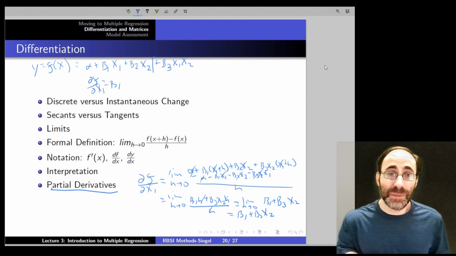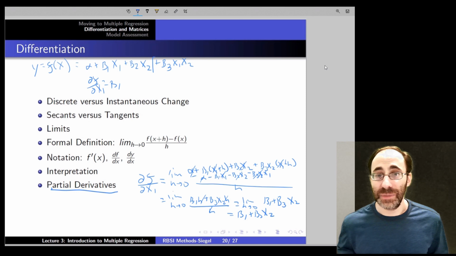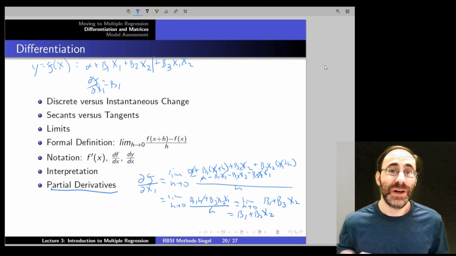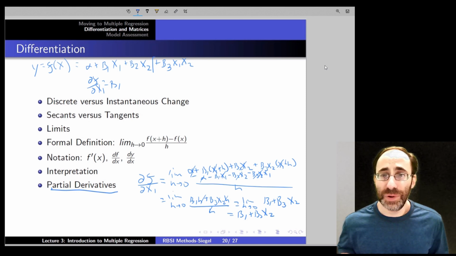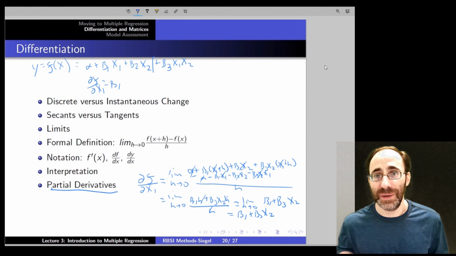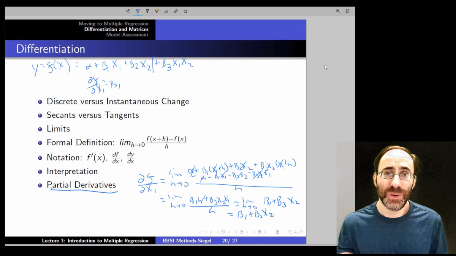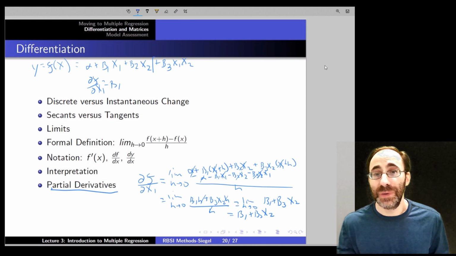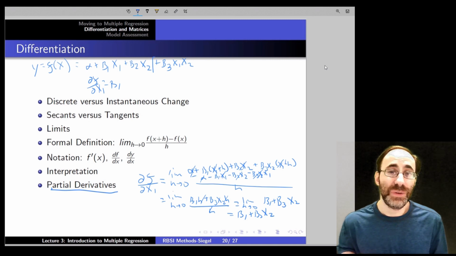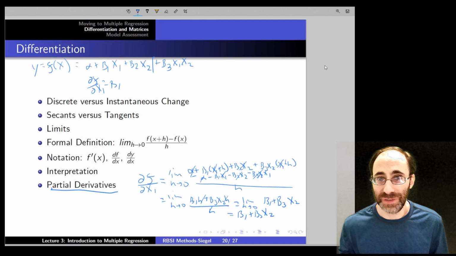That's it. No more differentiation for now. Next time, we're going to talk very briefly about matrices, mostly because they're used for capturing, holding and storing multiple independent variables, and you can use them to solve for your regression coefficients. We'll talk about that pretty briefly next time.